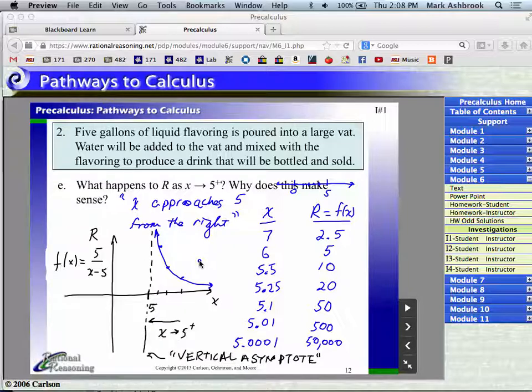So now look at number 3 there. There's a table there. Any questions about that? Anybody have a question? So look at number 3. f of x equals 1 over x minus 8.